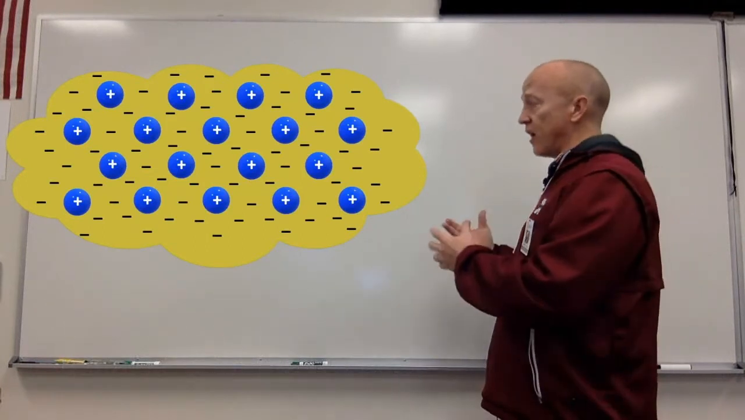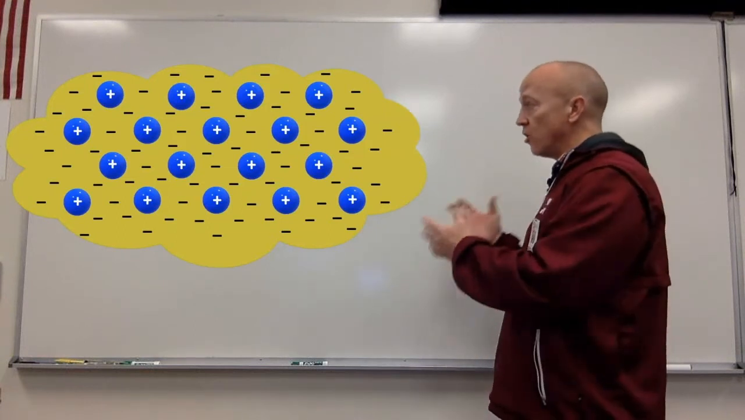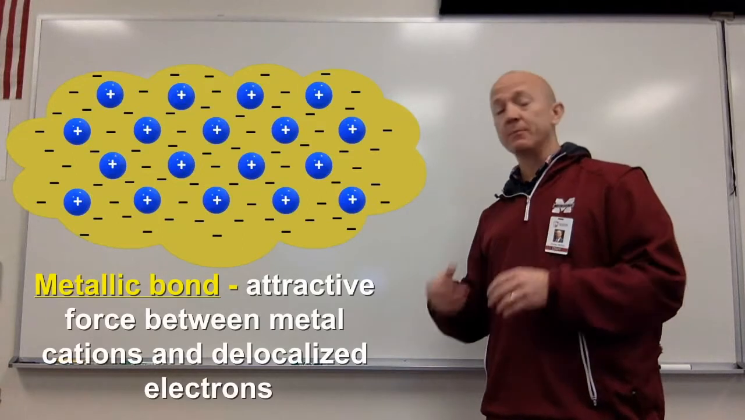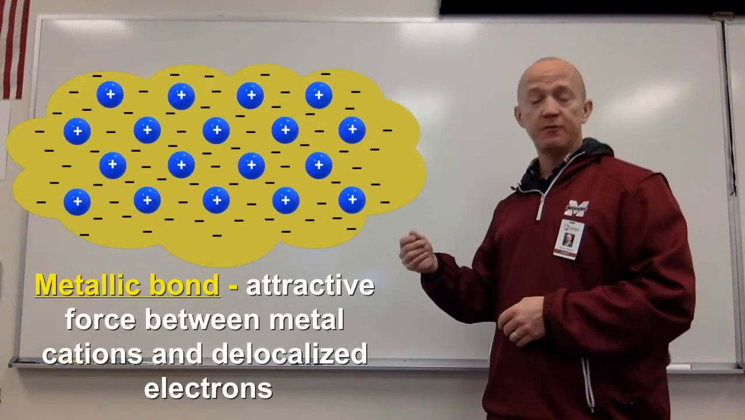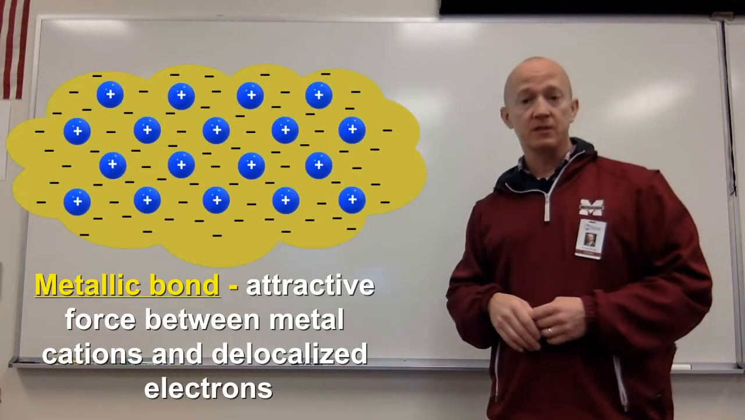But there's still that attractive force between the cations and the electrons, the electrons holding the cations together in this lattice formation. So a metallic bond then is that attractive force between the metal cations and those delocalized electrons.